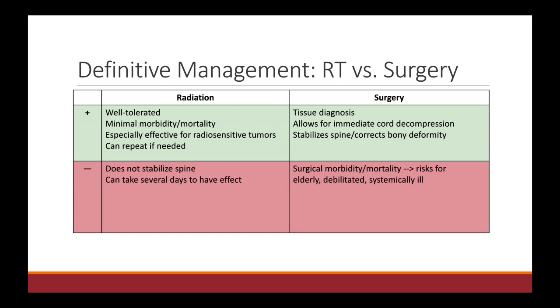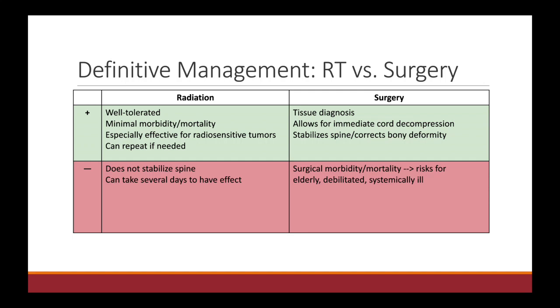How about neurosurgery? The pros of this are that it allows us to get a tissue diagnosis, and that can be key if this is a patient's first presentation and we don't have an established tissue diagnosis, or if they have a remote history of cancer and they're coming, years after, with this new symptom. Sometimes it is critical for us to get the tissue diagnosis. So that is a definite huge pro of surgery.